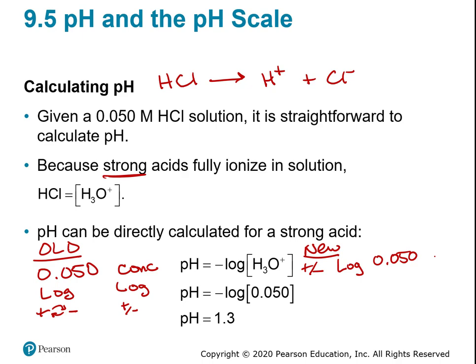So the reason they give that answer of 1.3 is because 0.050 has two significant figures, so that's why they rounded it to 1.3. So you still do use significant figures. It is a multiplication, so you're going to make sure that you always round your answer to the number of significant figures in the concentration.